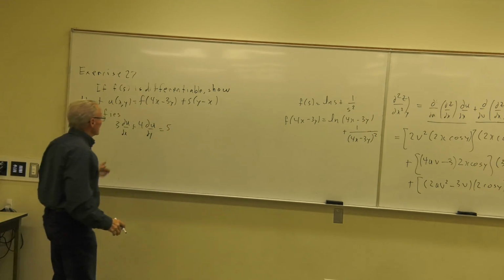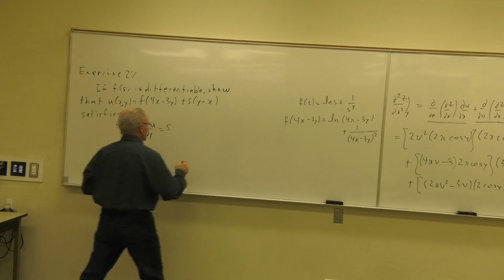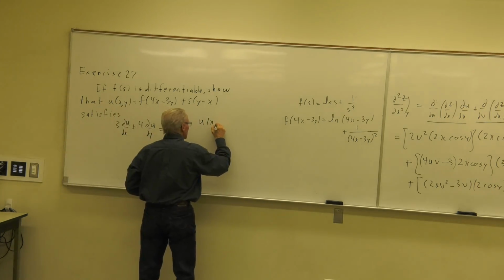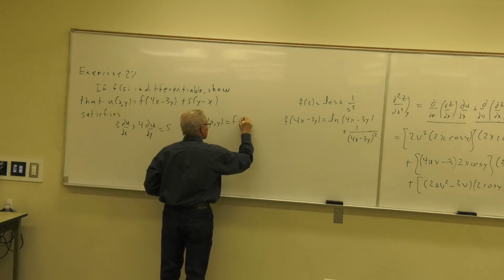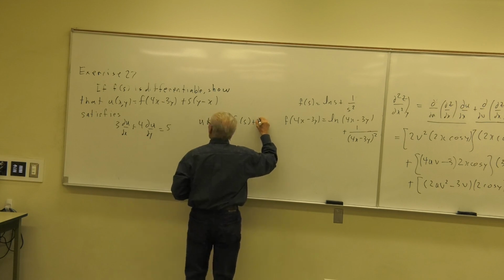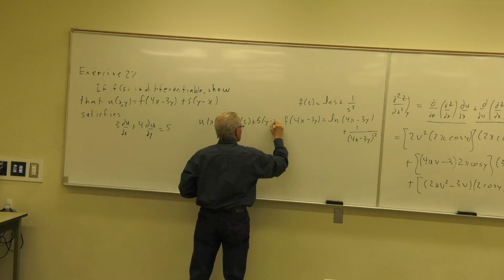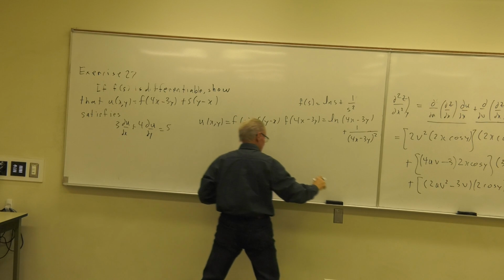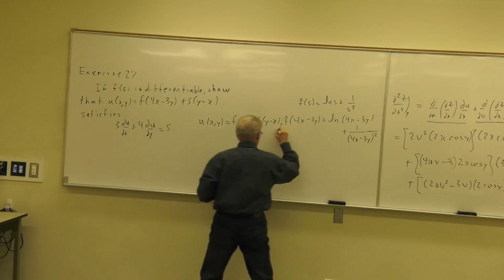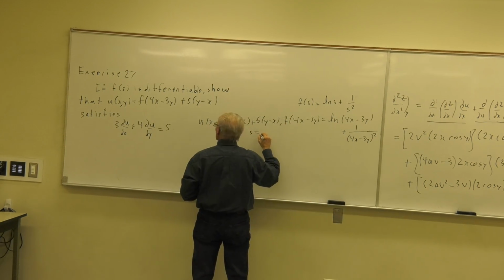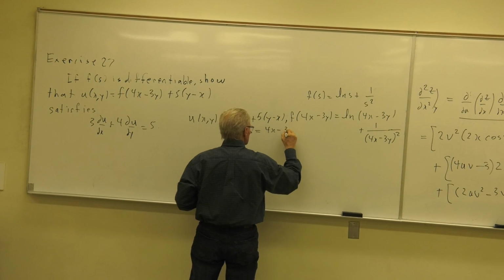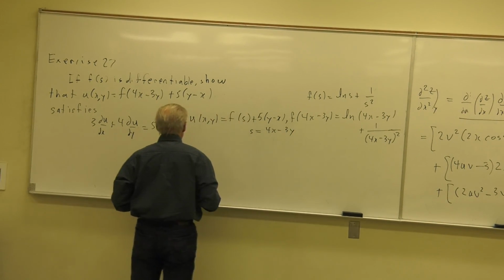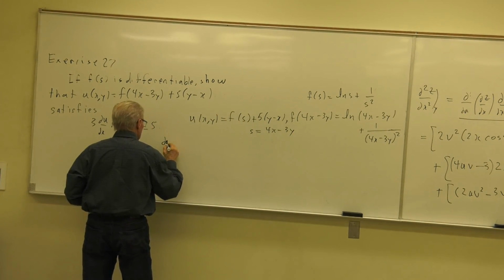I would suggest that what we do is that we rewrite u in this way. That is f of s plus 5y minus x, along with that s is equal to 4x minus 3y. And the objective is to calculate du dx.